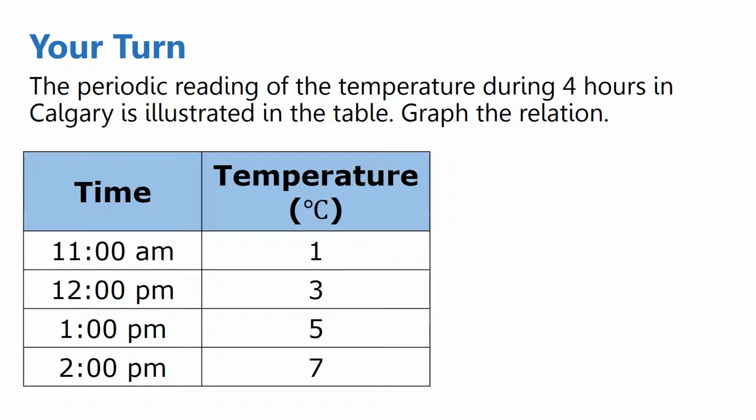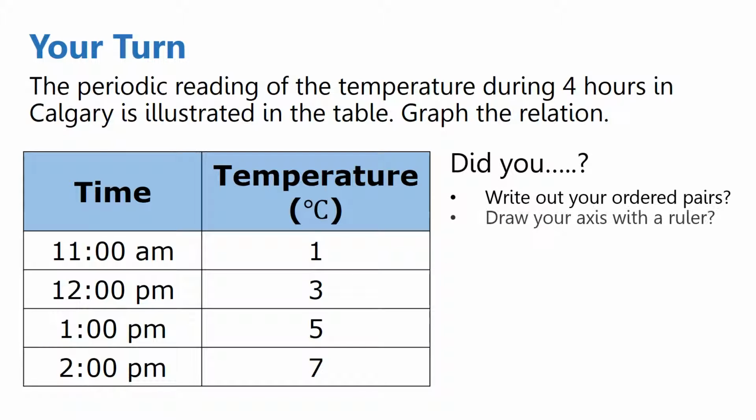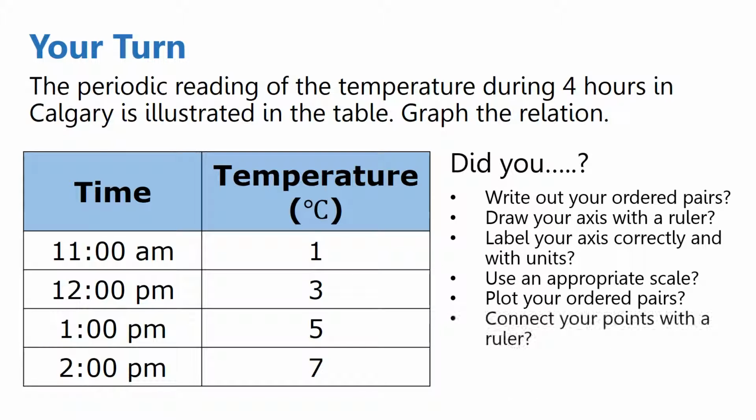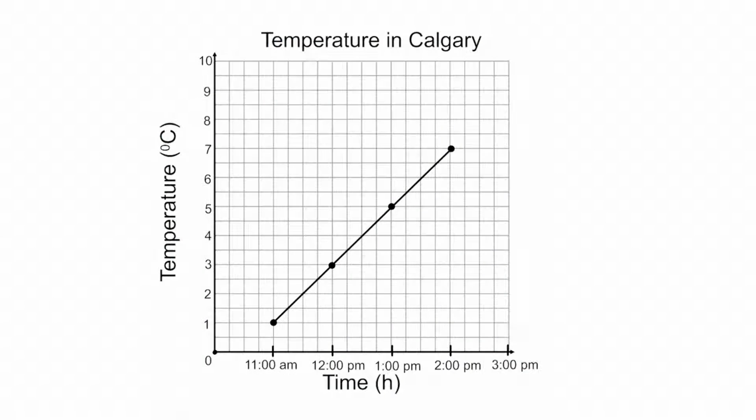Your turn. Use graph paper to graph the following information. Pause this video, create your graph, and then resume the video once you are done. All done? Go through this list to make sure you have followed all the graphing rules. Everything good? Then your graph should look something like this.